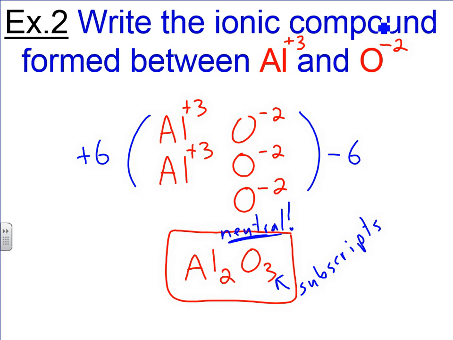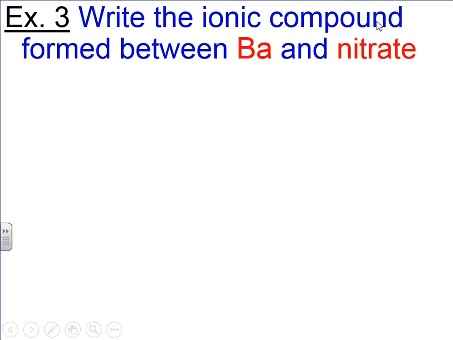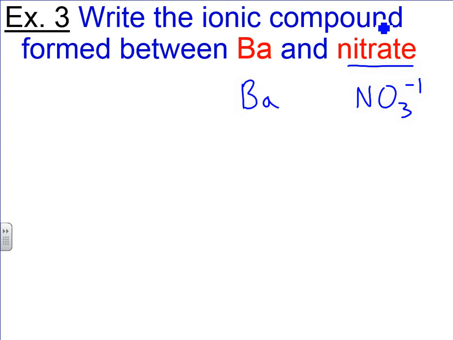Alright, how about example problem 3, which now contains a polyatomic ion. This is nitrate, the polyatomic ion nitrate. Now if you remember Nick the camel, Nick contained 3 consonants and 1 vowel, which means we have a -1 charge. So nitrate looks like this. Barium from the periodic table has a +2 charge. So because it's in group 2, barium has a +2 charge.